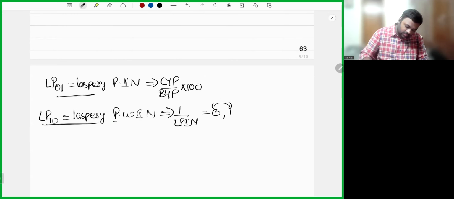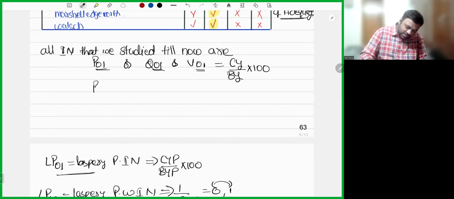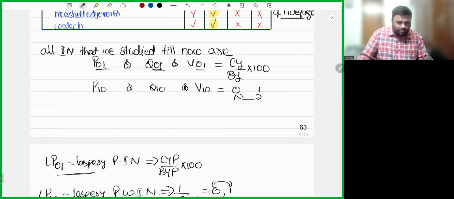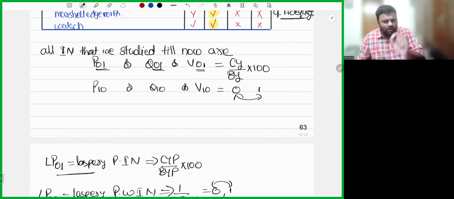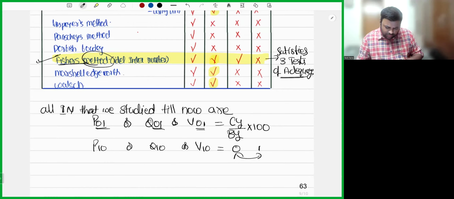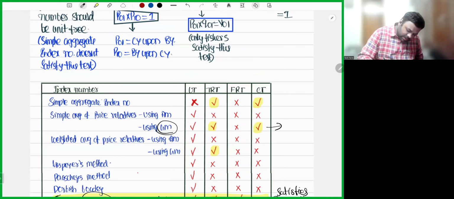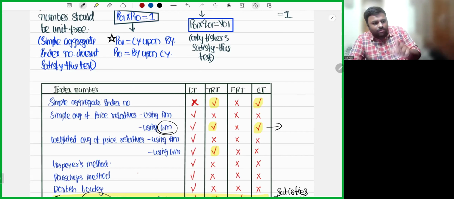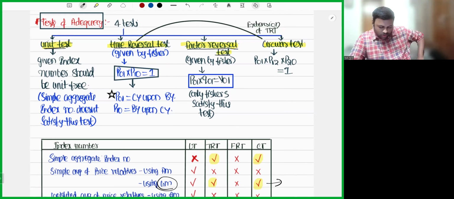So if you do P10 or Q10 or V10, the formulas will change; 0 and 1 you'll interchange. However, it is not that important for examination, just for your understanding. 01 means current year upon base year. This is important because many times he asks this in MCQs. P01 means current year upon base year. P10 means base year upon current year. It will be reverse. Now we understood what is 01 and what is 10.